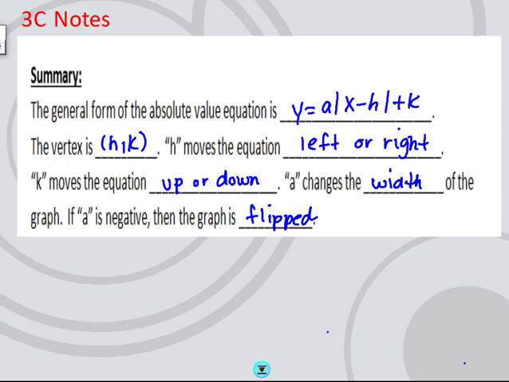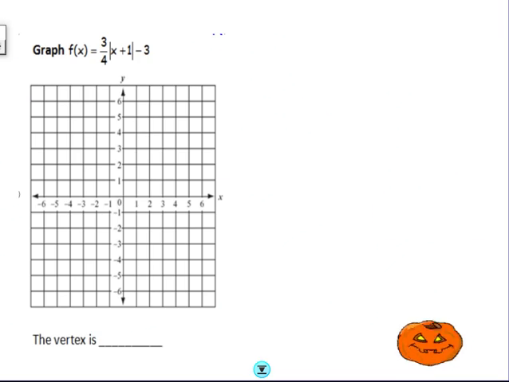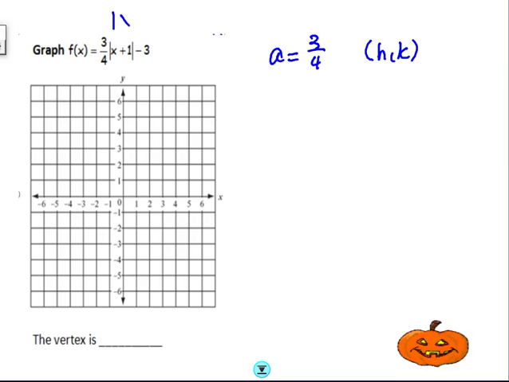Alright, let's look at an example using transformational graphing. It's an absolute value, so we've got to remember that's going to look like a V. We need a and we need h, k. Well, a in this case is 3/4. Our h, because it's minus in our general form, minus a -1, our h is going to be -1, and our k is -3. So that's our vertex.